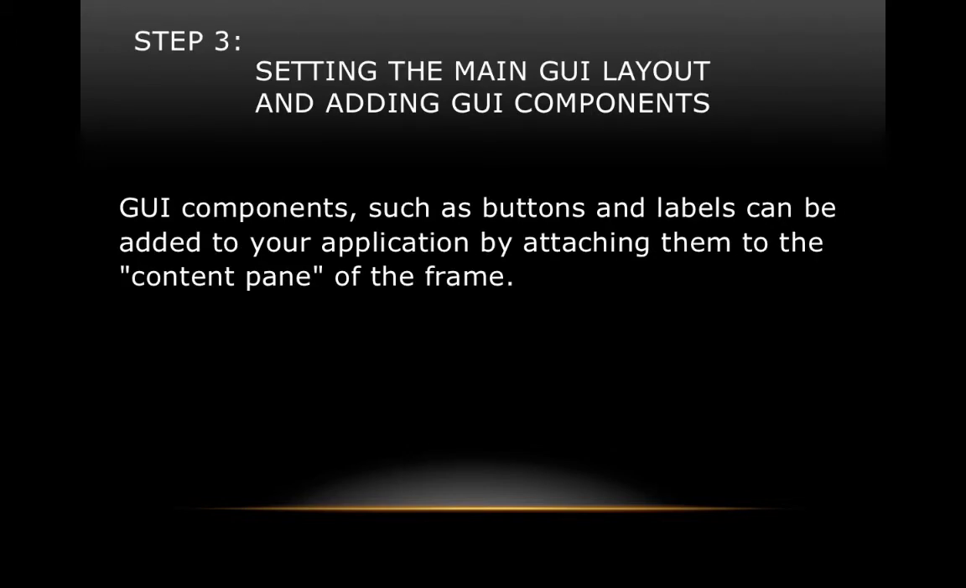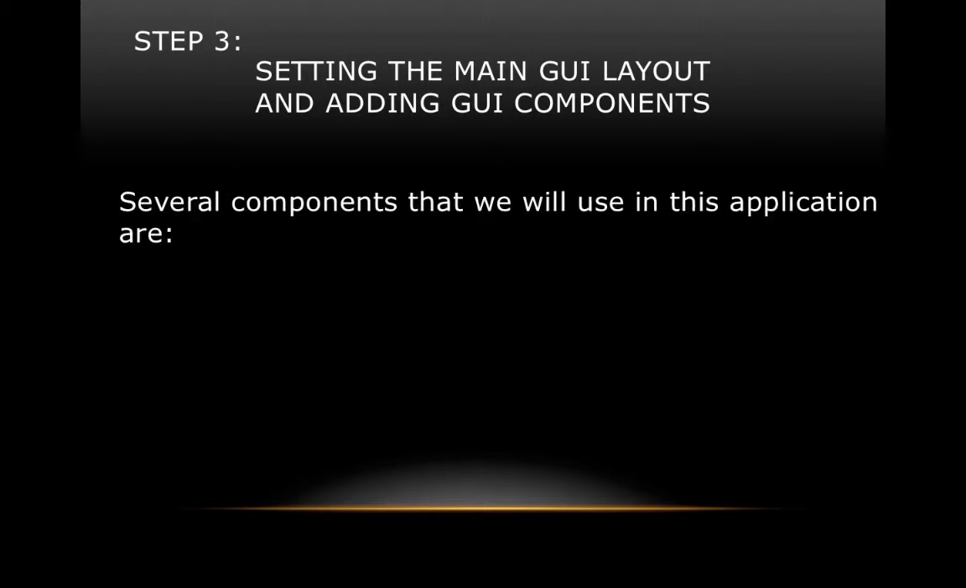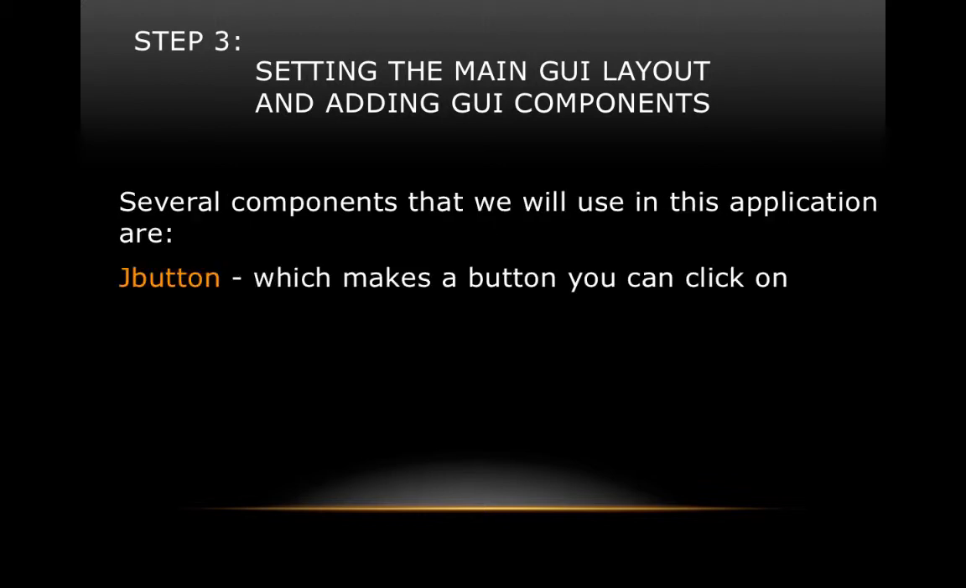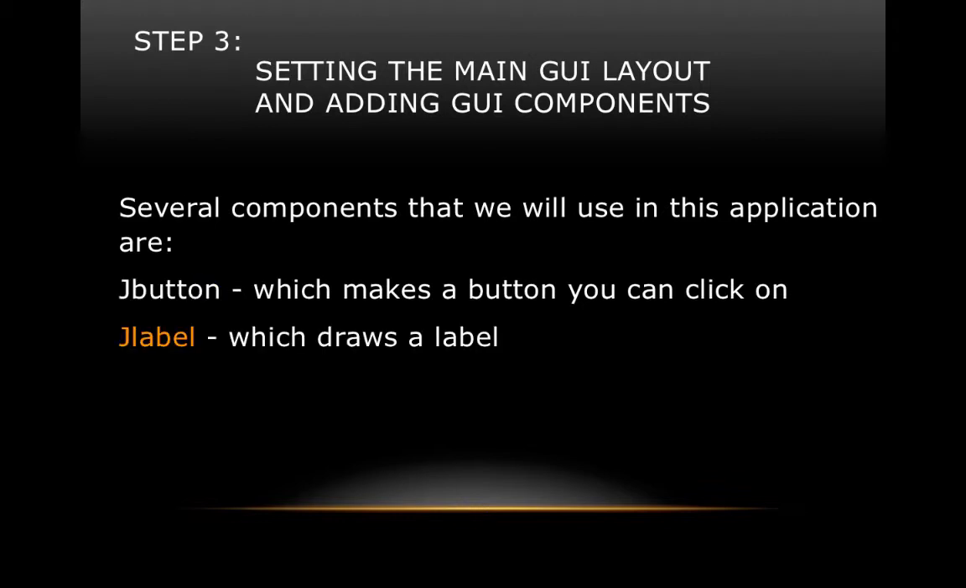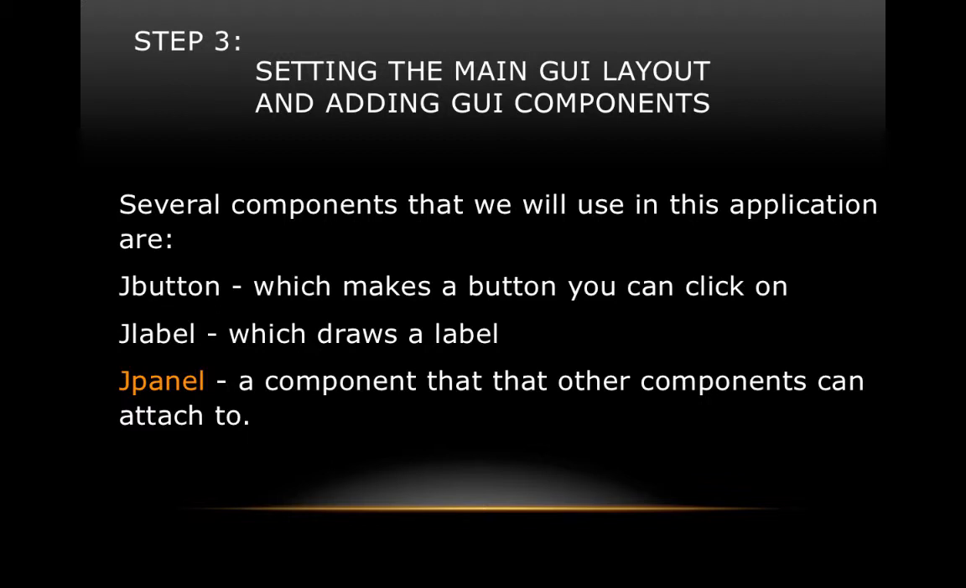Step 3. Setting the main GUI layout and adding GUI components. GUI components such as buttons and labels can be added to your application by attaching them to the content pane of the frame. Several components that we will use in this application are JButton, which makes a button you can click on with the mouse, JLabel, which draws a label, and JPanel, a component that other components can attach to.